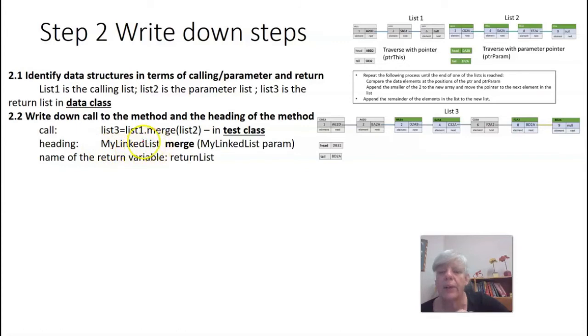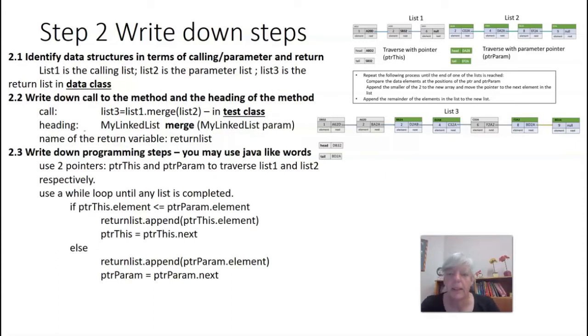And what are we returning? We are returning a complete list. And what is the type of that complete list? It is a myLinked list. Now, what are the steps we are using? We are using 2 pointers. A pointer which we call pointer this, and that's going to run in the calling list. We are also having a pointer parameter, and that's the one that's going to traverse the parameter list.